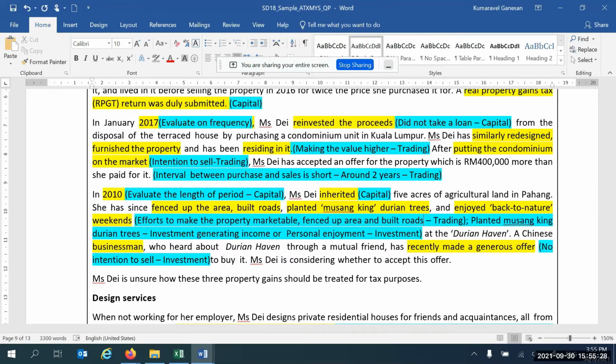Okay, fence up area, build roads. I make the property marketable. So it is trading. Planted Musang King durian trees is an investment generating income. So this is capital. Okay, this is capital.